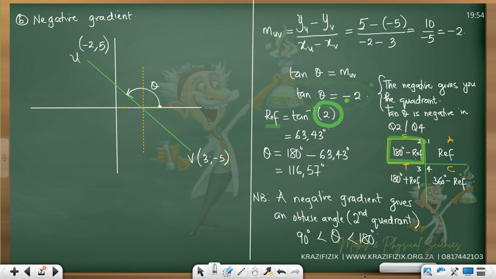Every time you're looking for your reference, please don't put the sign. Make it a positive. The negative sign only gives you the quadrant. And the reduction here is 180 minus ref, for reference. So that I need to get an obtuse what? Angle there. Thank you, sir.